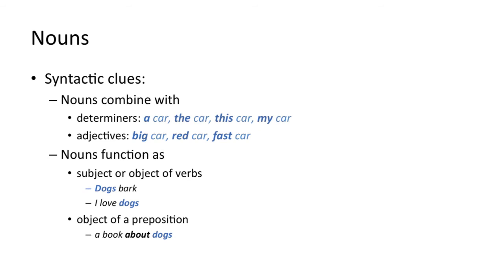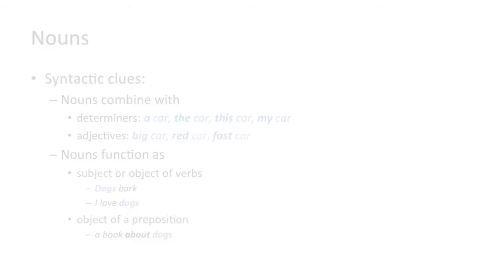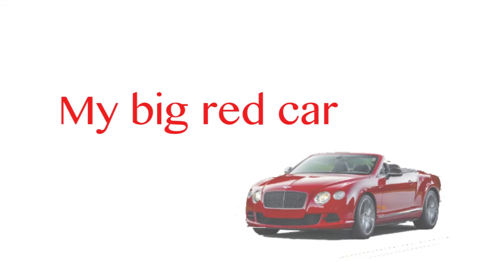The syntactic criteria are the most reliable. Nouns combine with determiners like a, the, or this, or my: a car, the car, this car, my car. They can also combine with adjectives, which describe the thing the noun refers to. Big car, red car, fast car. The noun, together with any other parts that it combines with in this way, makes up a noun phrase. So, for example, my big red car is a noun phrase.